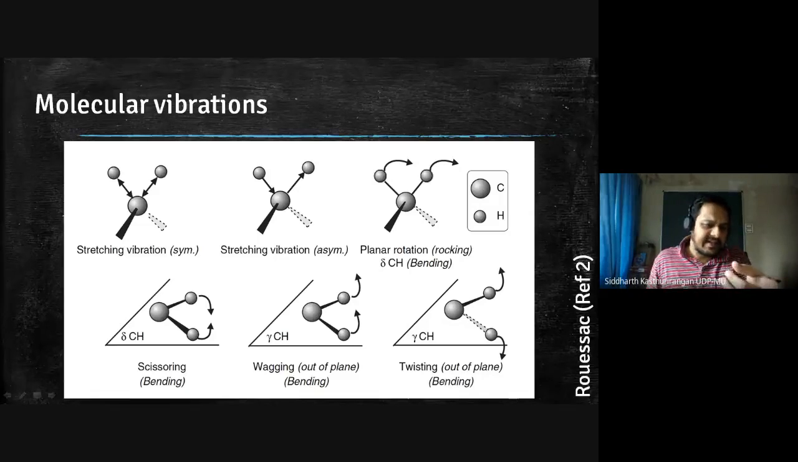For example, consider this. This is a triatomic molecule, or this is a CH2 group, which is bonded to something else along the way. There is some other functional group attached at this end and another functional group attached at the other. But this is carbon and 2 hydrogen. So what are the different ways in which this can vibrate?